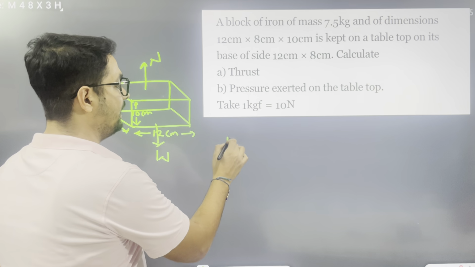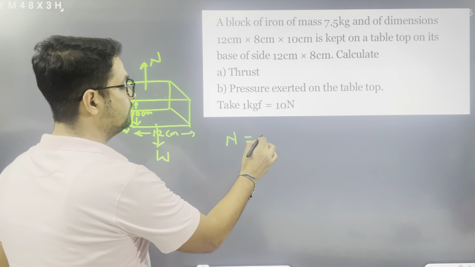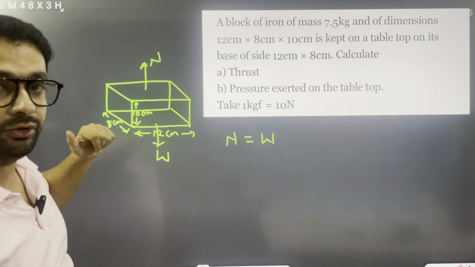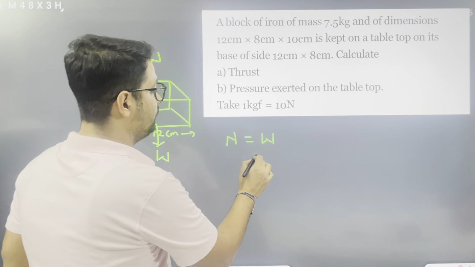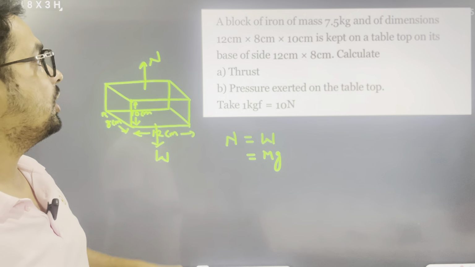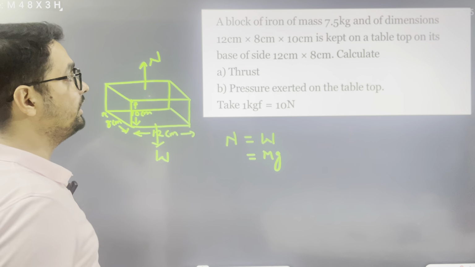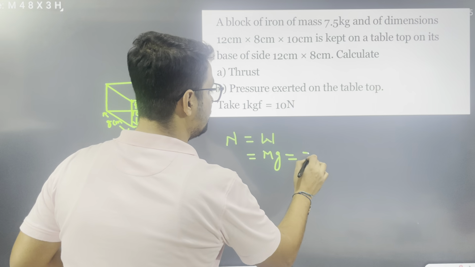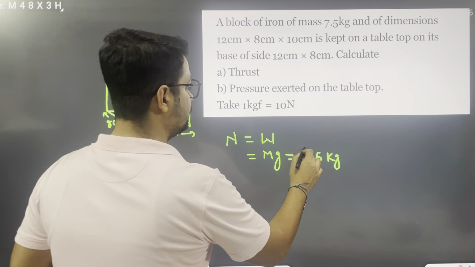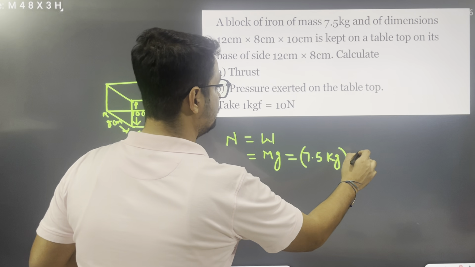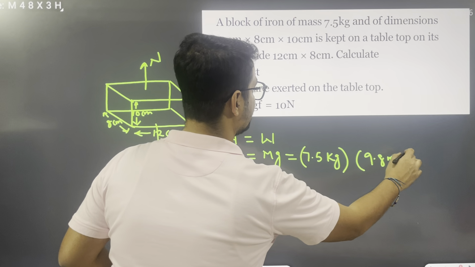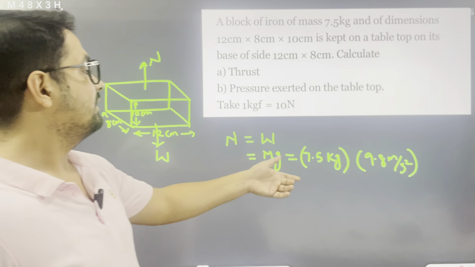We will find that N equals to W, because net force in vertical direction is what? N minus W equals to 0. So N equals to W. Then W is what? mg. Correct? So where m is the mass of the block. So what is the mass of the block? It's given 7.5 kg into, here g value is what? 9.8 meter per second square. Correct? Now you will get the answer in Newton.